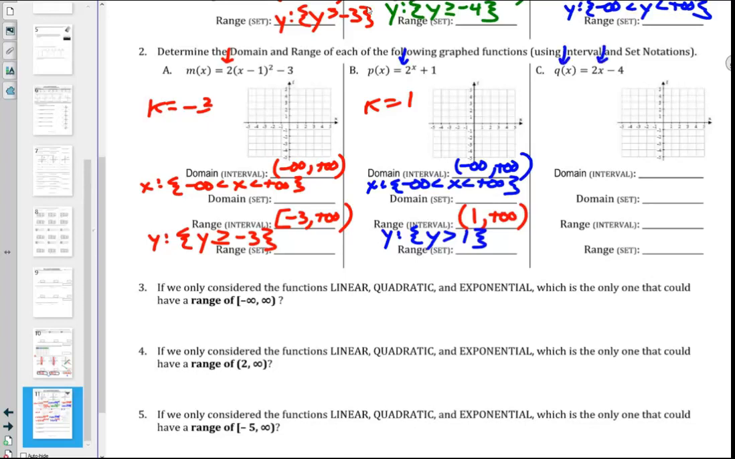The negative infinity, positive infinity would be both the domain and the range. And then in set notation, x such that negative infinity is less than x is less than positive infinity. And then the range, y such that negative infinity is less than y is less than positive infinity.